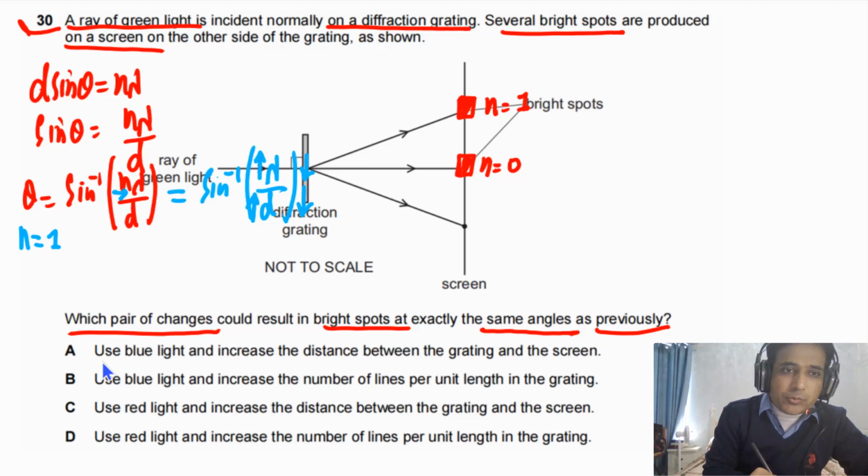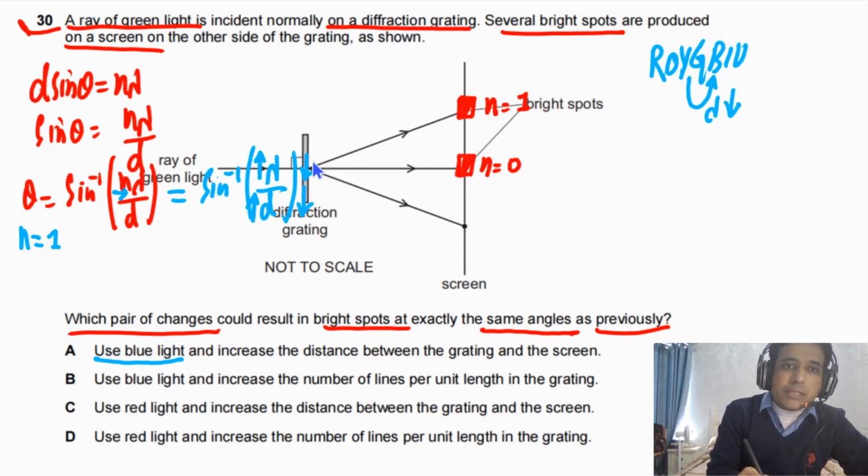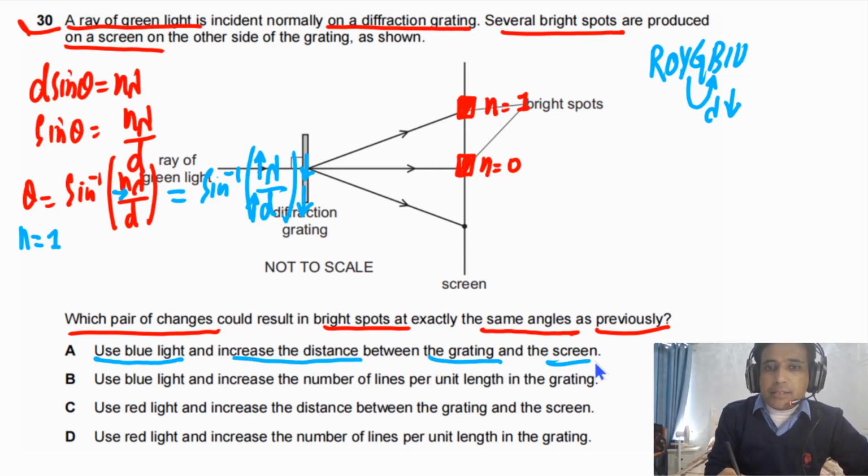Now if you look at the given options, the first says use blue light. For visible light we need to understand ROYGBIV. So if we use blue light, lambda decreases, and it means that theta also decreases. And it is also given to us: increase the distance between the grating and the screen.